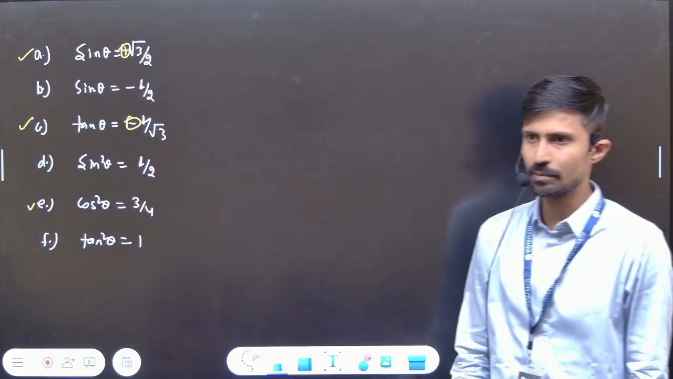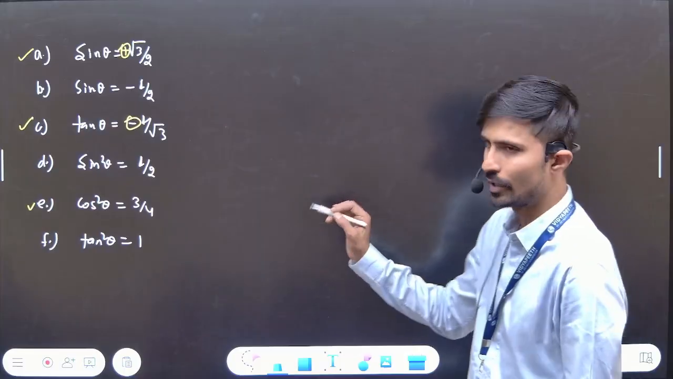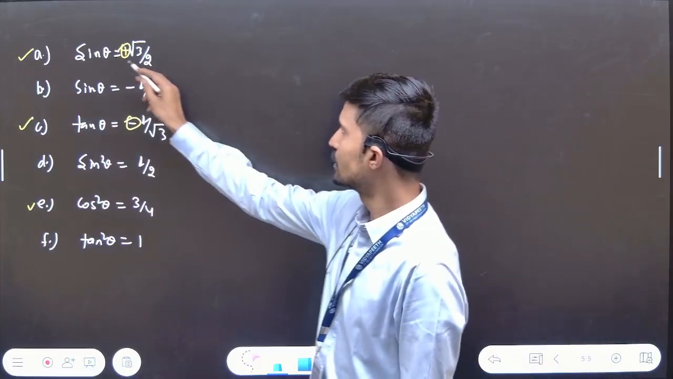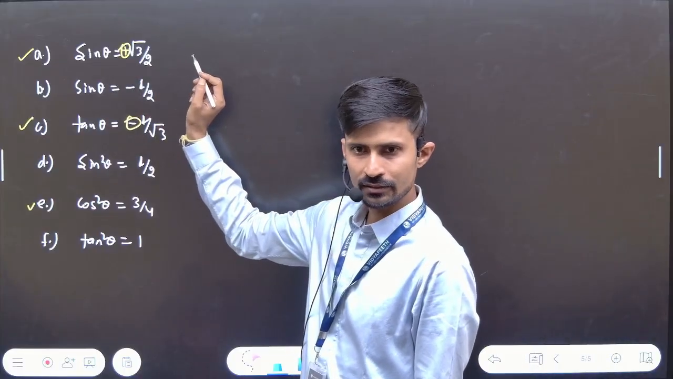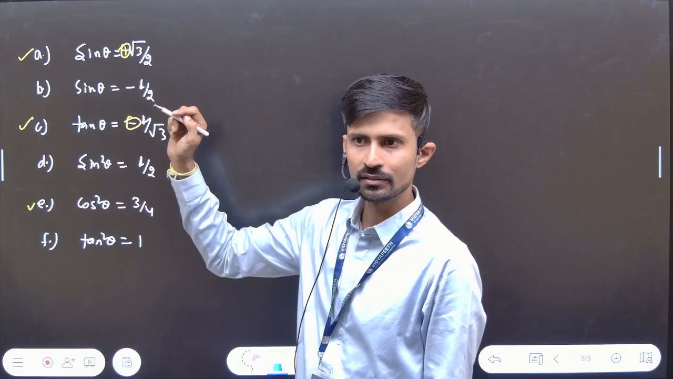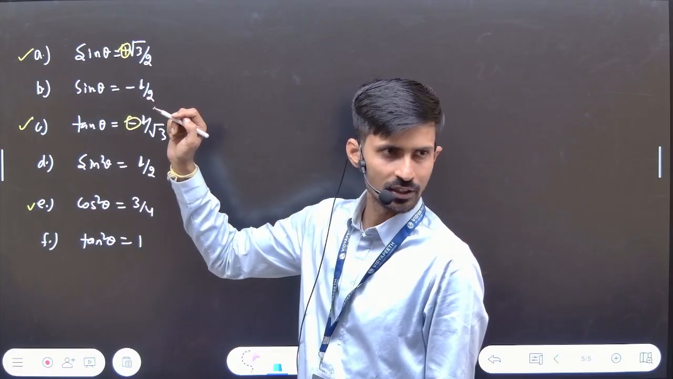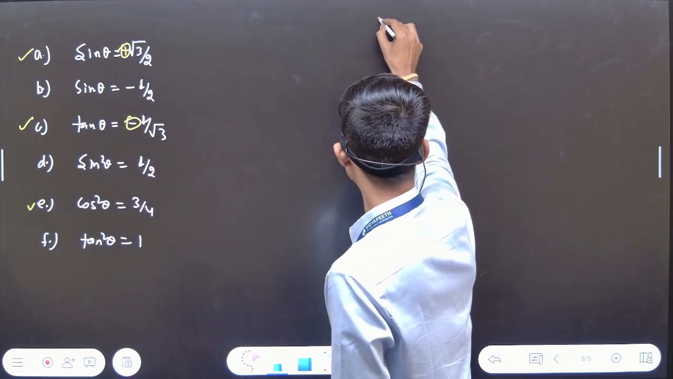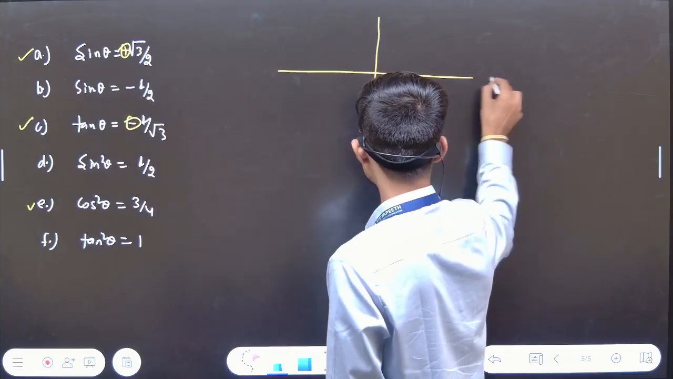Okay, it's very simple. Look how I am doing it. First, this sin theta has a plus sign. So sin theta is positive where? First and second. So see, I will draw the x-axis, y-axis.